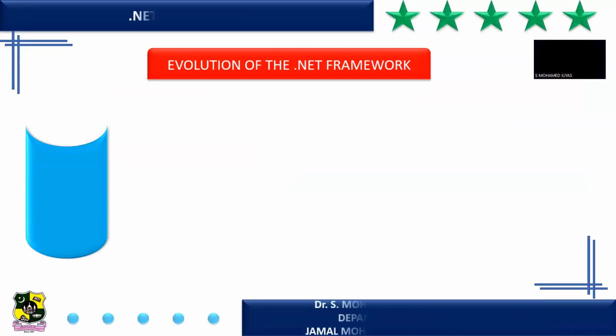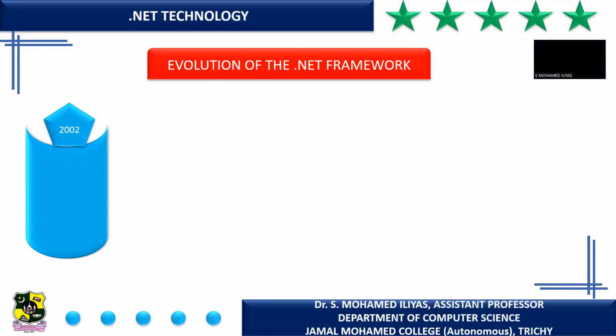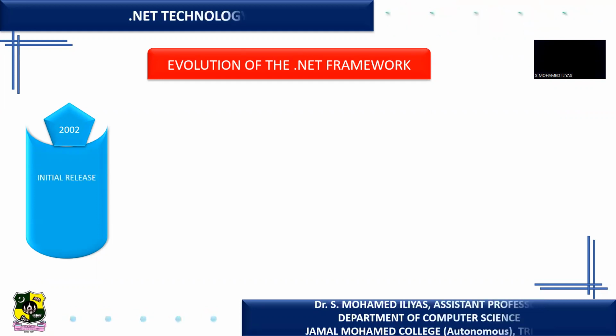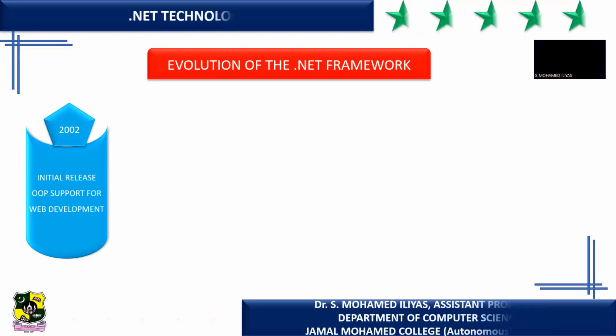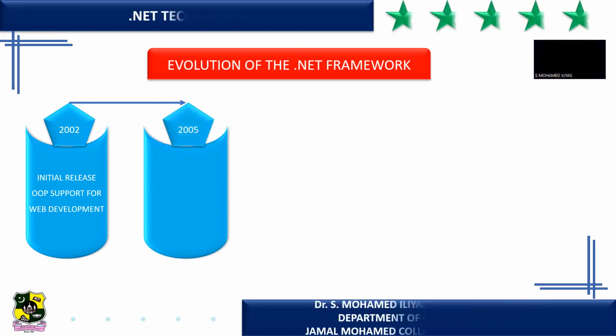So .NET is a framework that came into existence during the year 2002. Before that, we had Visual Basic 6.0, and after that, the Microsoft company introduced the .NET framework during the year 2002. It is the initial release of the .NET framework version. It basically supported the object-oriented concept. It supports web development. The next version came into existence during the year 2005.